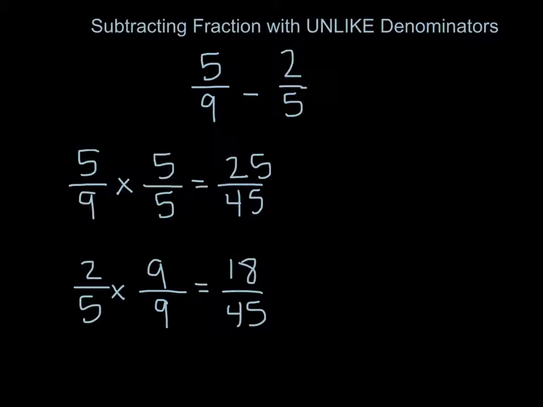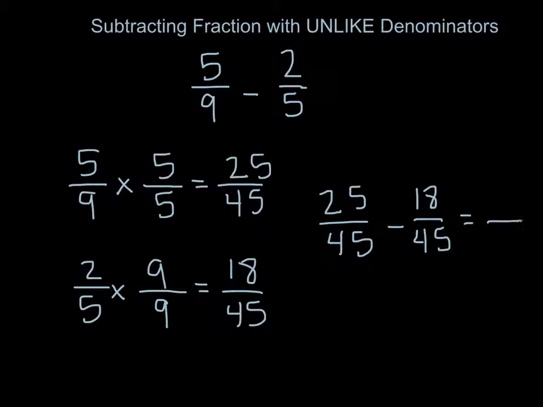So I'm not going to draw a model with 45 different pieces. If you want to, you're more than welcome to. But I'm just going to write my new number sentence, 25 over 45 minus 18 over 45. And that's going to give me something over 45. So 18 is, what is that? 18, 19, 20, 21, 22, 23, 24, 25. 7 over 45 is going to be my answer.